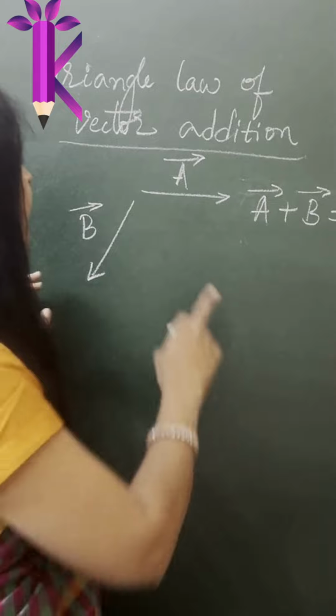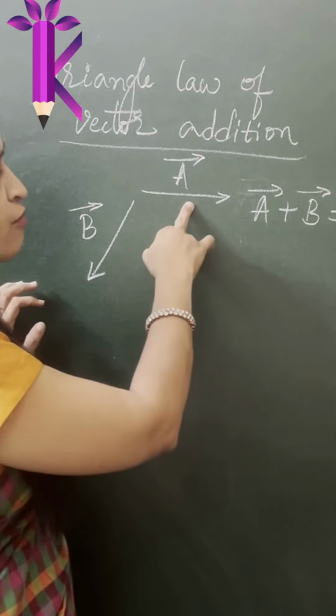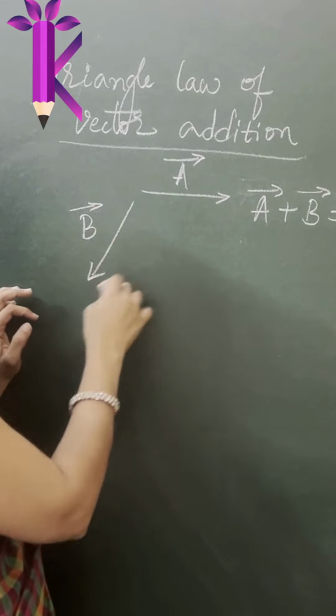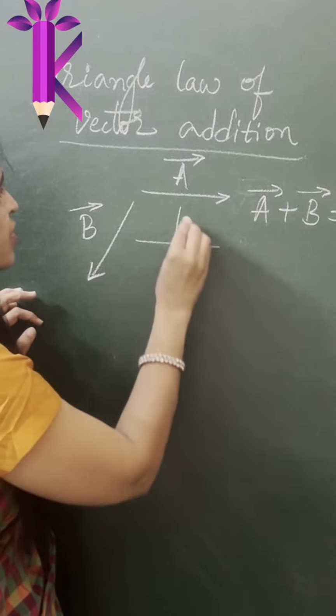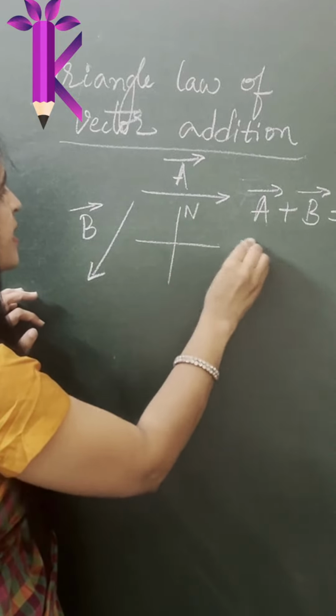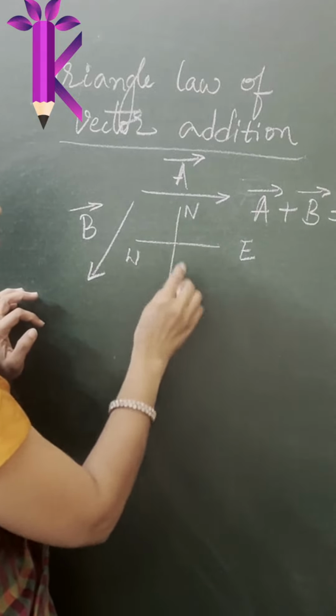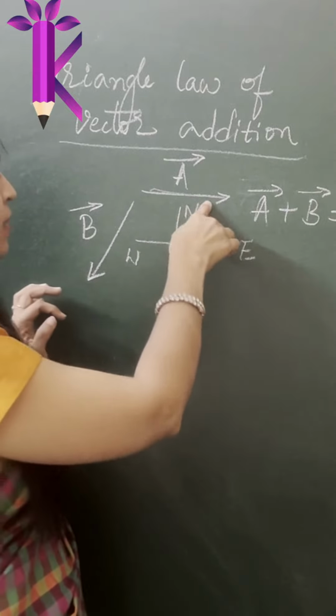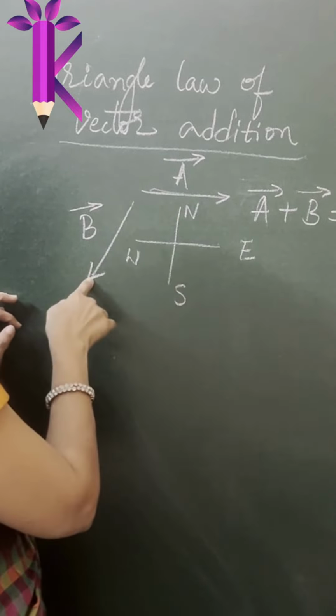So what do you mean by vector A and vector B? You need to understand. So this could be the velocity of a car moving in the east direction. How do I know the east direction? Because I know this is north, this is east, this is west, and this is south. So it is heading towards east. This could be the velocity of a car in the east direction.